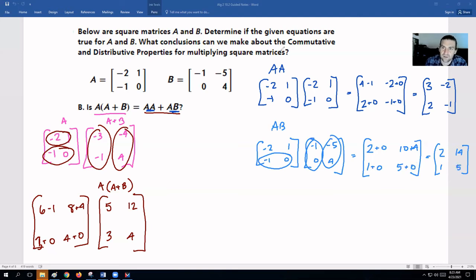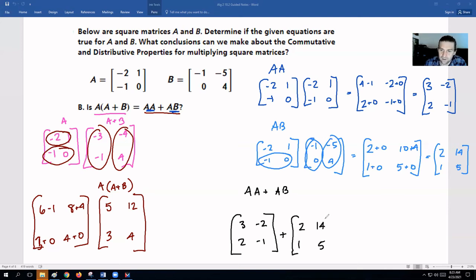Okay, so now let's see, what is AA plus AB? So we're going to take our answer from AA, which was 3, -2, 2, -1, and we're going to add it to AB, which was 2, 14, 1, 5. All right, 3 plus 2, that'd be 5. -2 plus 14, that's 12. 2 plus 1 is 3. Negative 1 plus 5 is 4. All right, so let's look at these two answers here. Holy cow, look at that.